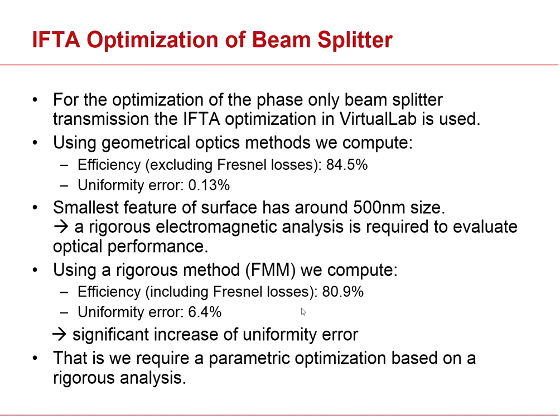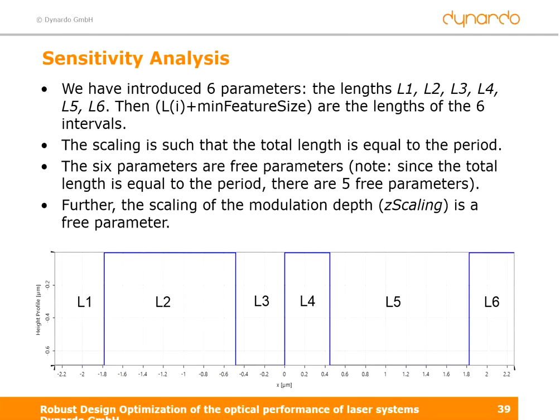Actually, this result is not surprising, because the feature size is as small as the wavelength, and the typical rule of thumb is that if the feature size is below 5 times the wavelength, then such a rigorous check is required. Because of this, we can now switch to optiSLang and use the parametric optimization for our setup.